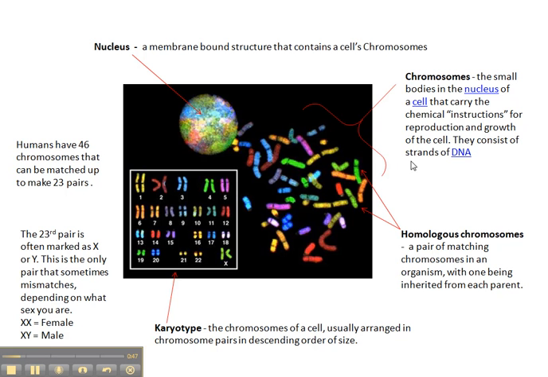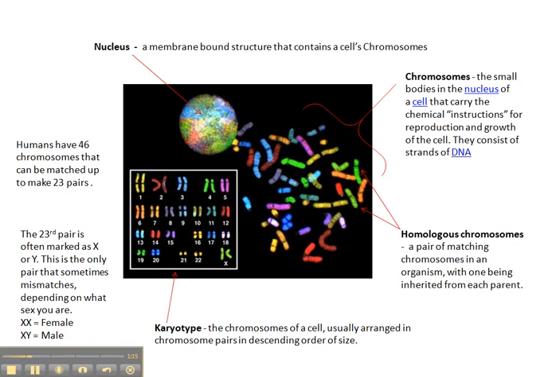So chromosomes are the small bodies in the nucleus of a cell that carry chemical instructions for reproduction and growth of the cell. They consist of strands of DNA. So these are what we call the blueprint of life. We need chromosomes to tell us how our body is to grow and what it's meant to be doing during the cycle of its life. Without chromosomes, you don't have the organism.